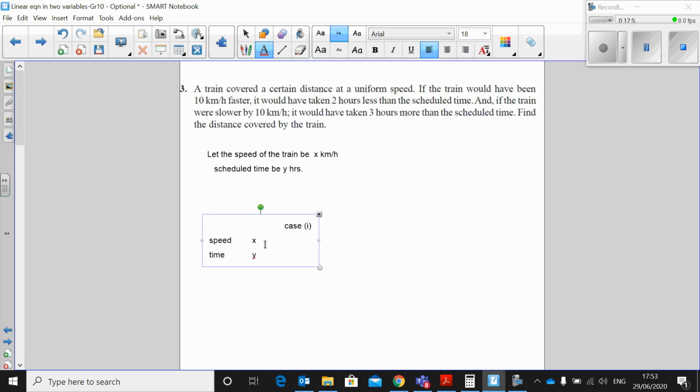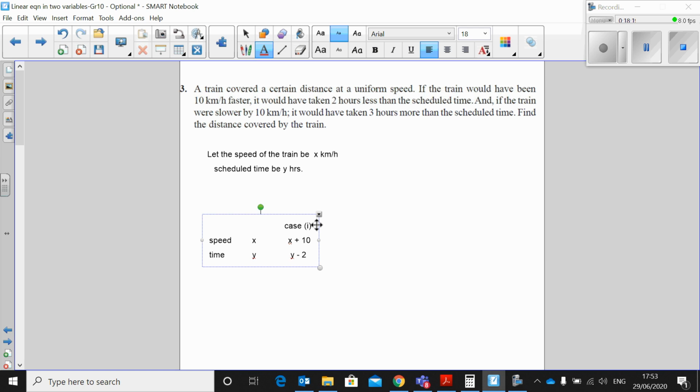If the train had been 10 kilometers faster, that means the speed is increased by 10 kilometers per hour, then it would have taken 2 hours less than the scheduled time. That means y minus 2. Correct? So if the speed is increased by 10 kilometers per hour, the time taken is reduced by 2. That is the first case.